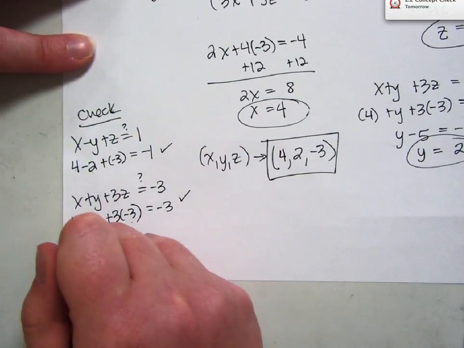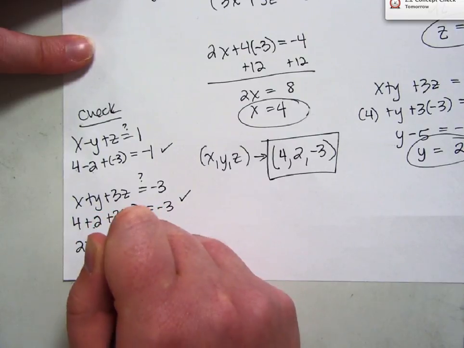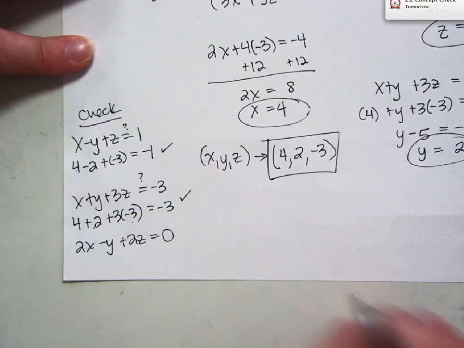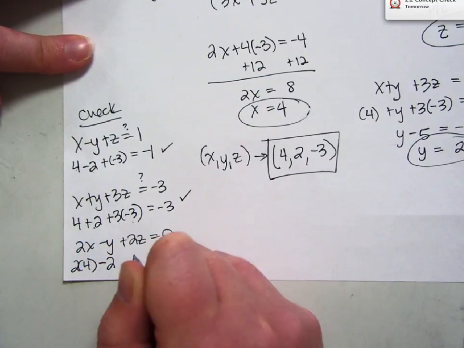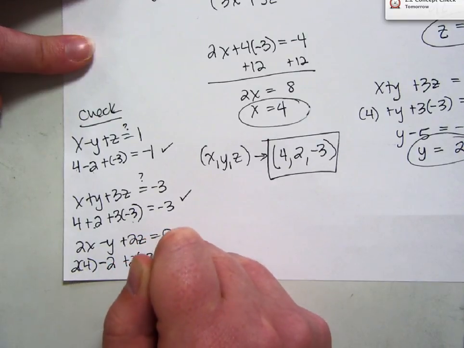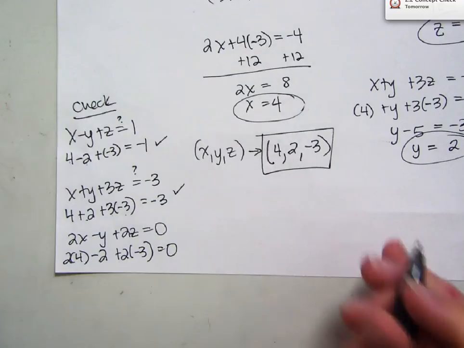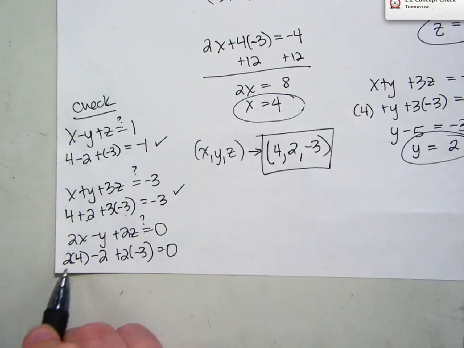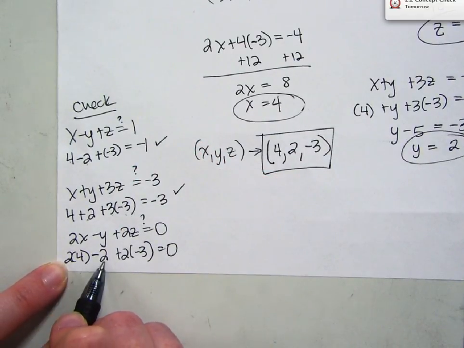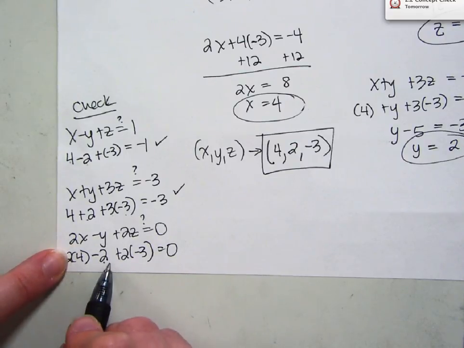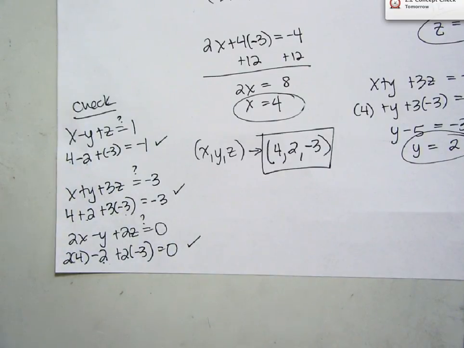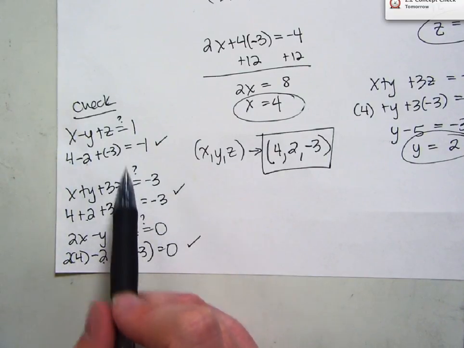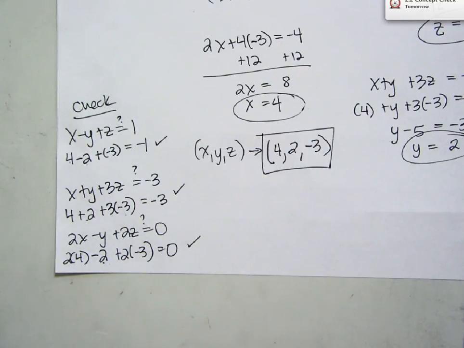And lastly, 2x minus y plus 2z equals 0. So this is 2 times 4 minus 2 plus 2 times -3. 2 times 4 is 8, minus 2 is 6. So this first part is 6, and then we're adding -6. That does equal 0. So we in fact found our solution and verified that it was a solution to all three equations. Okay, thank you.